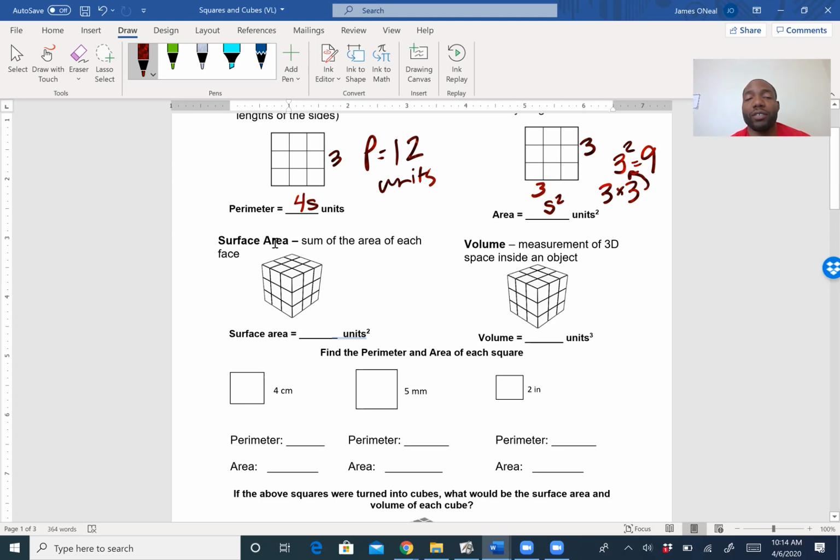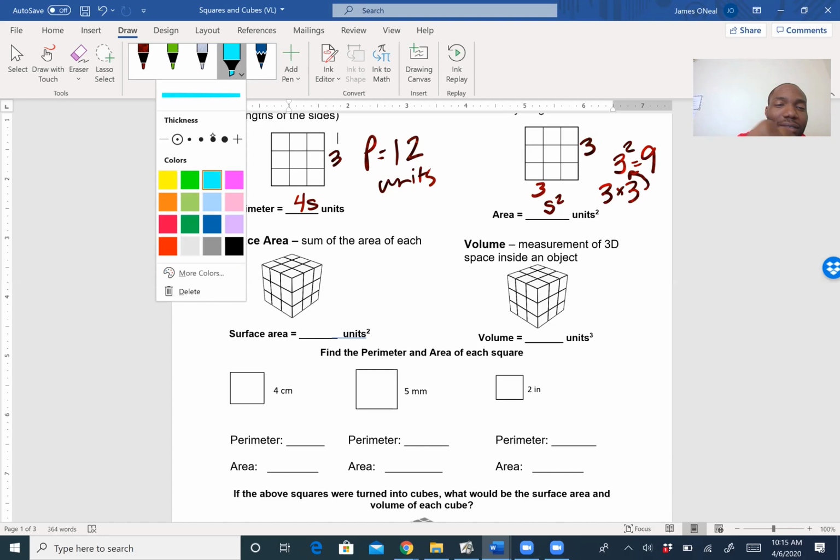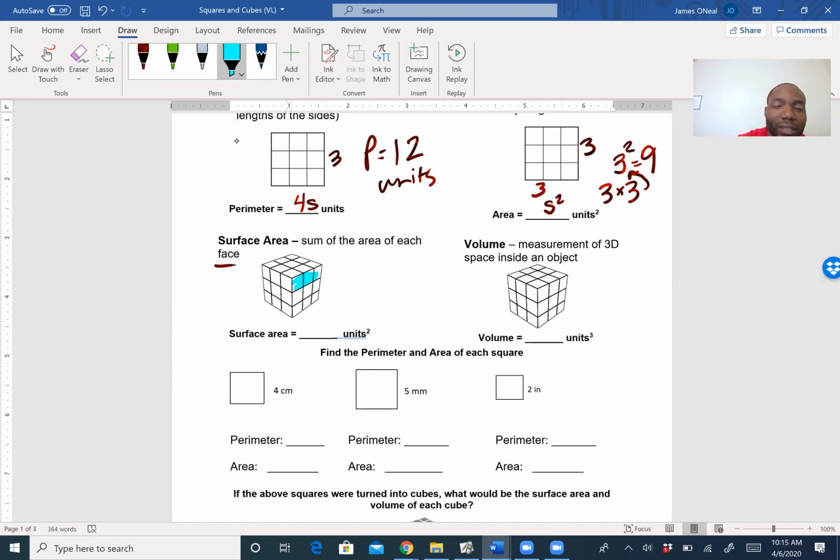For this question right here, surface area is the area of each face. It says it right here in the problem, y'all. The sum of the area of each face. And how many faces does a cube have? If y'all remember what a face is, I'm going to color it in, just in case you don't remember. The face is the side.